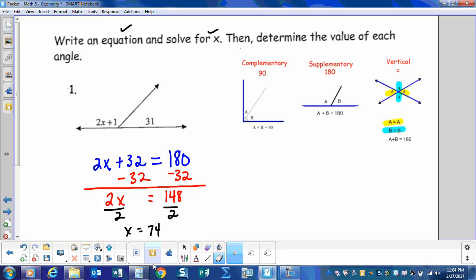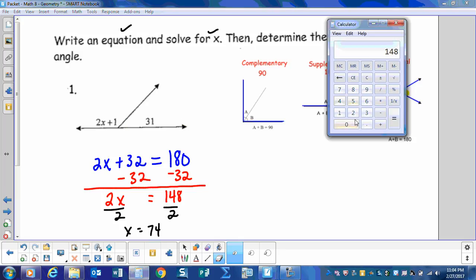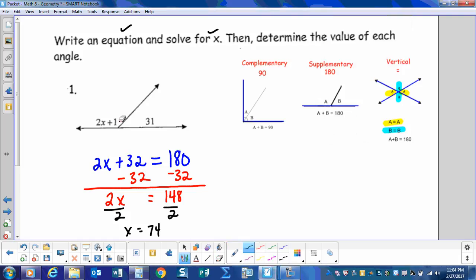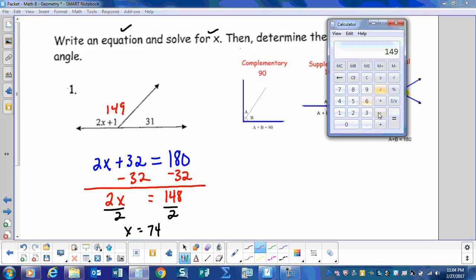So we have 2 times 74 plus 1. 2 times 74 plus 1 is 149. So this angle equals 149 degrees. And we can check that's right by saying 149 plus 31 is equal to 180.